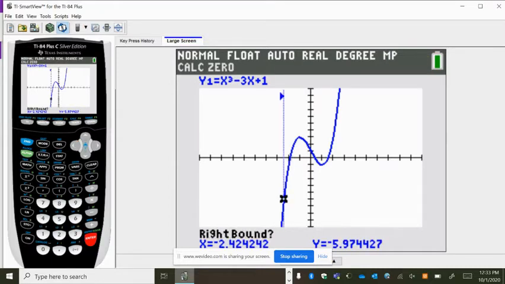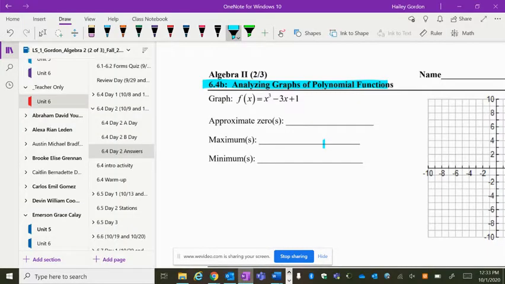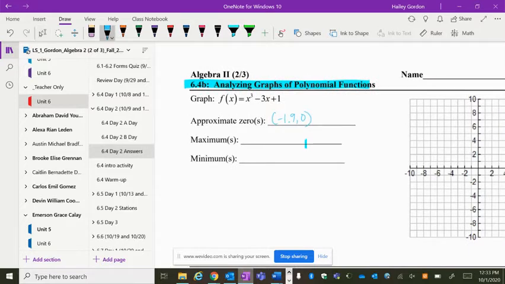Hit enter. Then we're going to go all the way to the right, past the x-axis, hit enter. Enter one more time. And there is our first 0. So negative 1.90. So negative 1.90. So I'm going to plot that almost at -2. Right? And drop my pen.